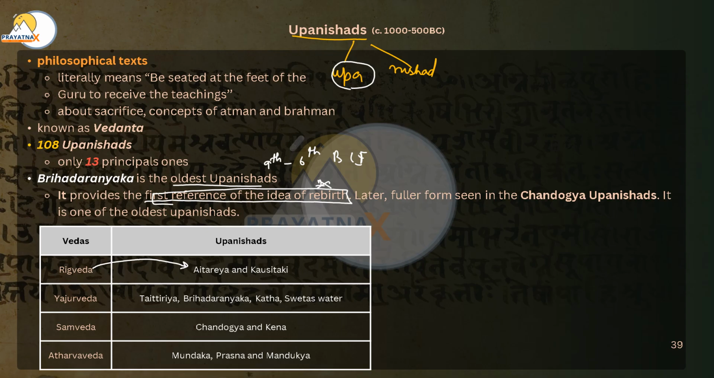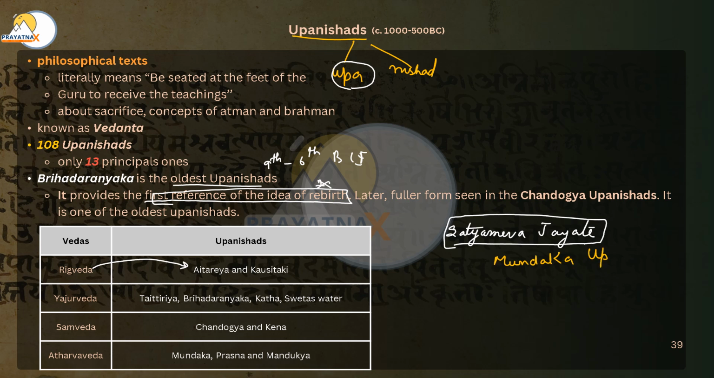Now, another important thing to mention here would be that the national motto Satyamev Jayate has been taken from the Mundaka Upanishad.